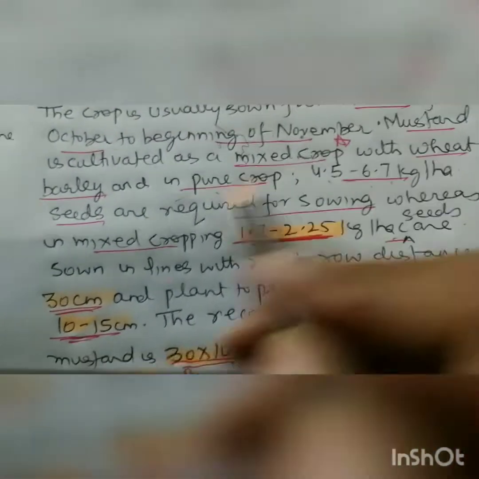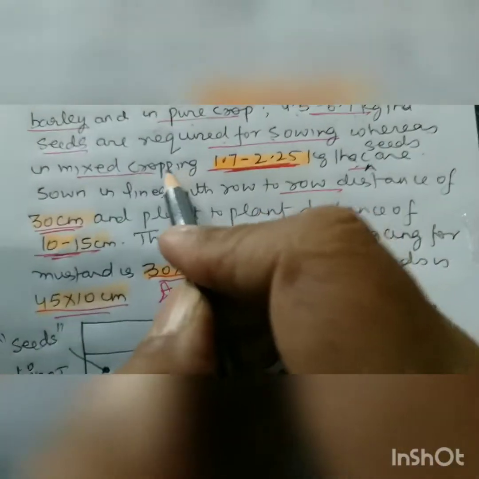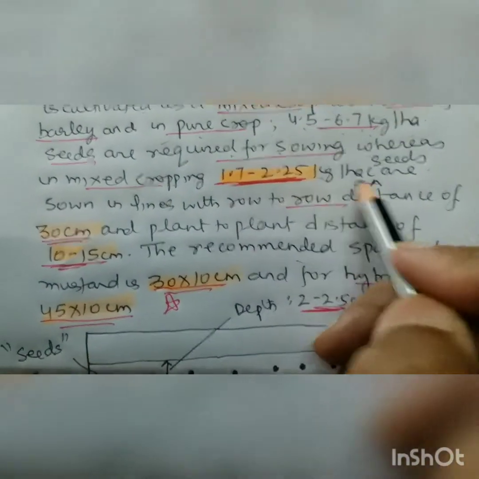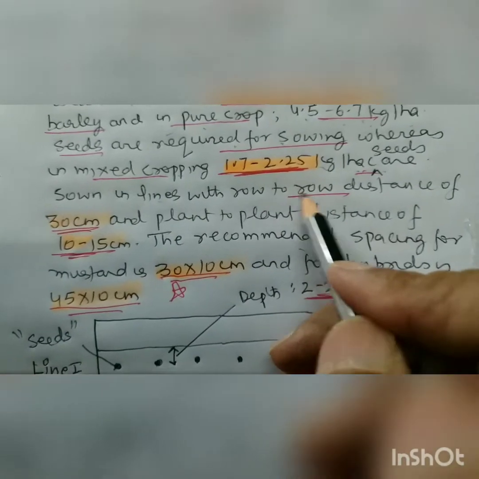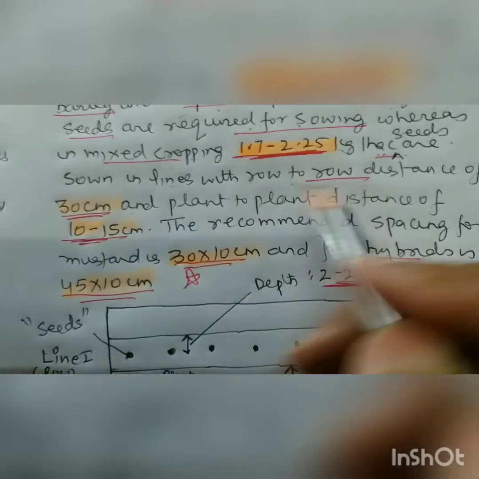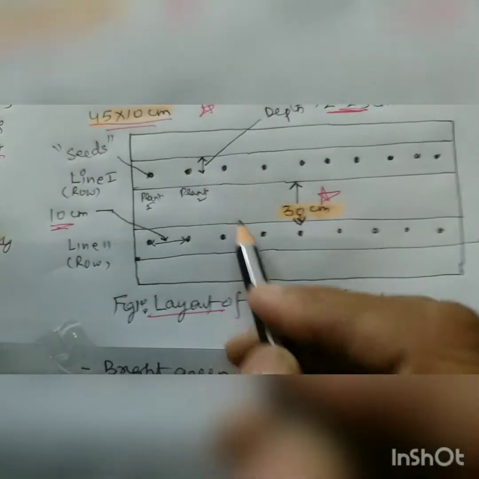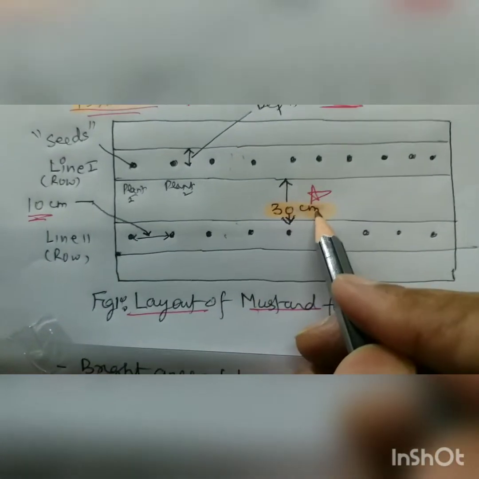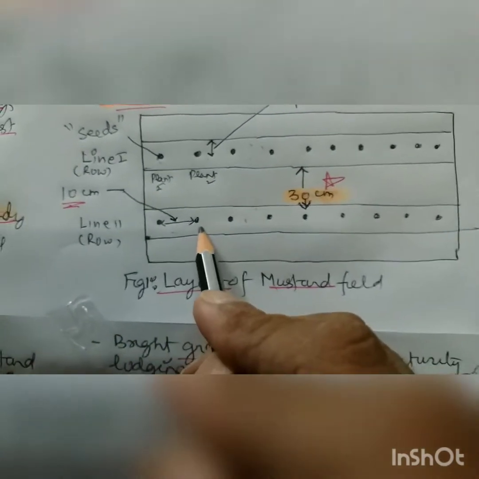4.5-6.7 kg per hectare of seeds are required for sowing the pure crop, whereas for mixed cropping, it is 1.7-2.25 kg per hectare. These seeds are sown in lines, and the row to row distance is 30 centimeter, and the plant to plant distance is 10-15 centimeter. See, there are two lines there, and the distance between this line or row is 30 centimeter, and the plant to plant distance is 10 centimeter, right?